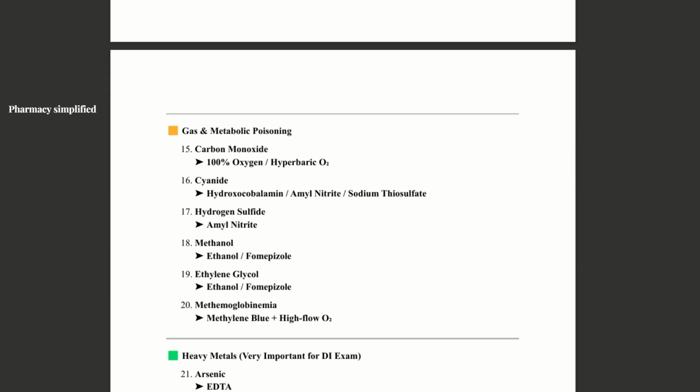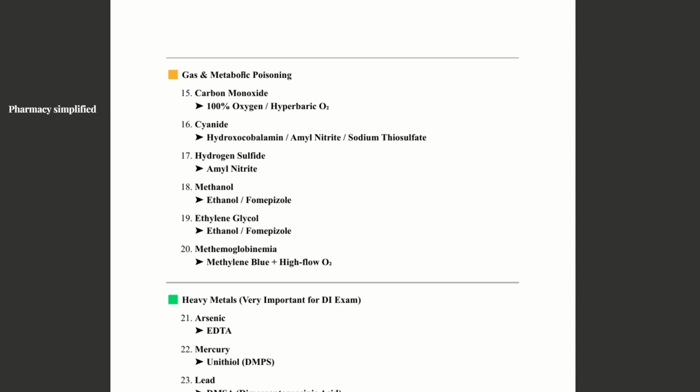The next is gas and metabolic poisoning. For carbon monoxide poisoning, we use 100% oxygen as a treatment, that is hyperbaric O2. Then next, for cyanide poisoning, we use hydroxocobalamin, amyl nitrite, or sodium thiosulfate. Amyl nitrite is also used for hydrogen sulfide poisoning. Next, for methanol poisoning, we use ethanol or fomepizole. For ethylene glycol, we use ethanol or fomepizole. Fomepizole is the US FDA approved antidote for this.